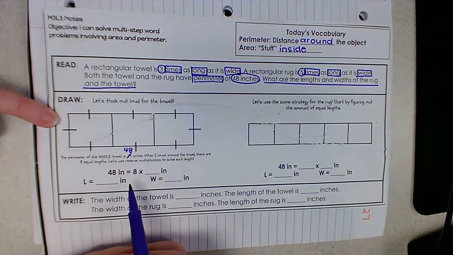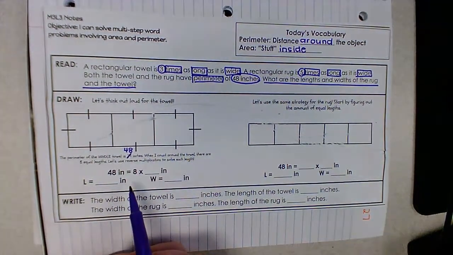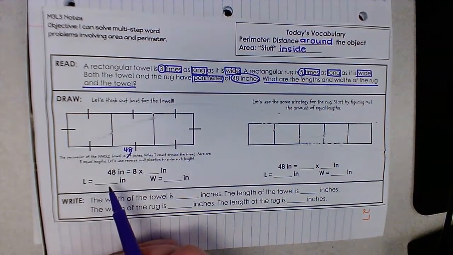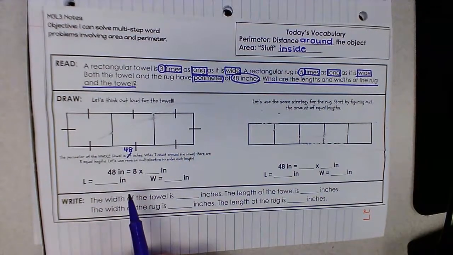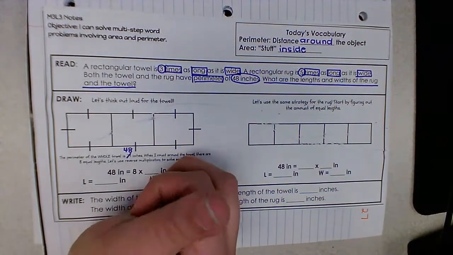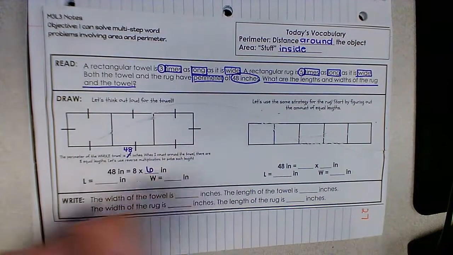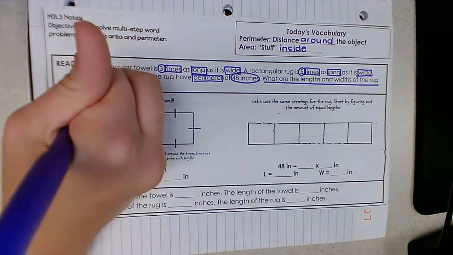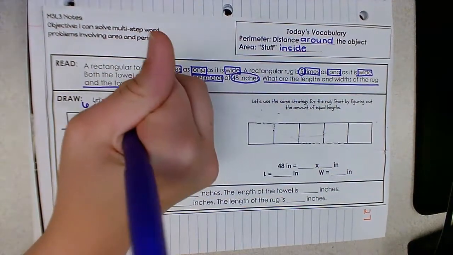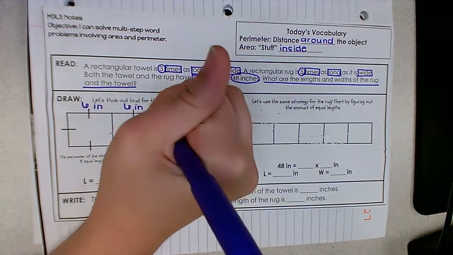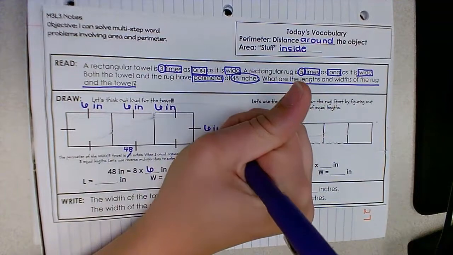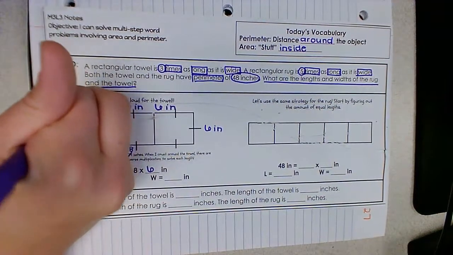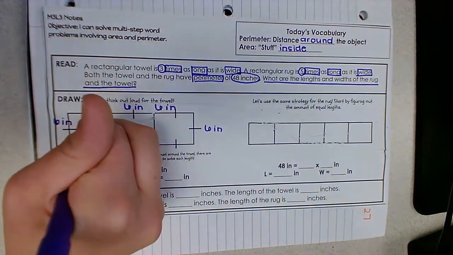So how many groups of inches need to be in these 8 groups to have a total of 48 inches? 8 times what number equals 48? 8 times 6. That means that this is 6 inches. This is 6 inches. So is this. This is also 6 inches. And we can go through and label each side length 6 inches.